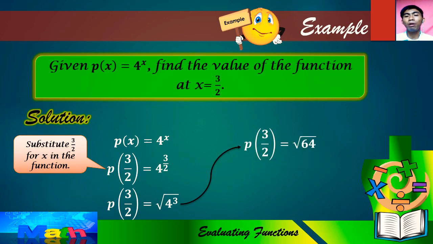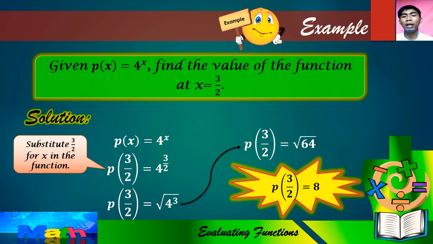And 4 raised to 3 over 2 is actually the square root of 4 cubed. P of 3 halves now is equal to the square root of 64. Why 64? Because 4 cubed is 64. 4 times 4 is 16. 16 times 4 is 64. And the square root of 64 is 8. Therefore, P of 3 halves is 8.